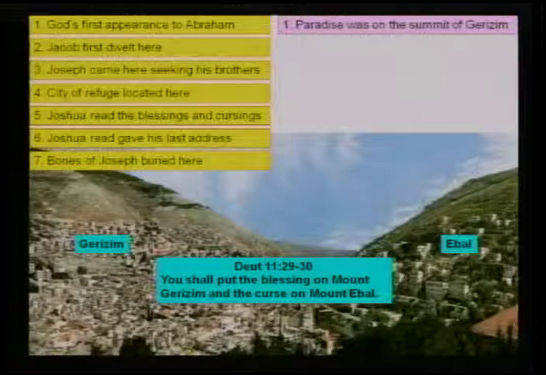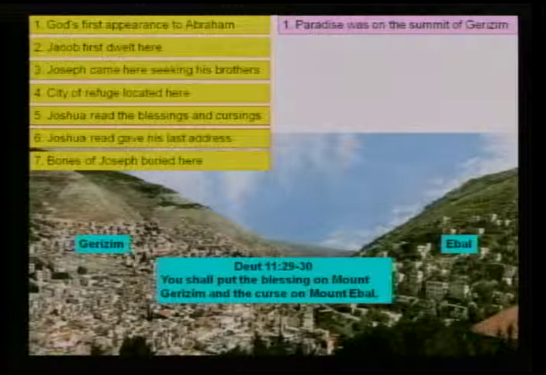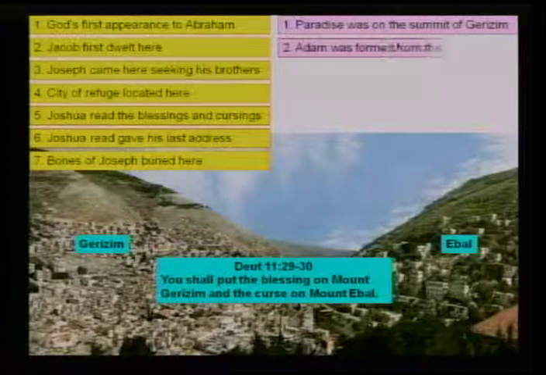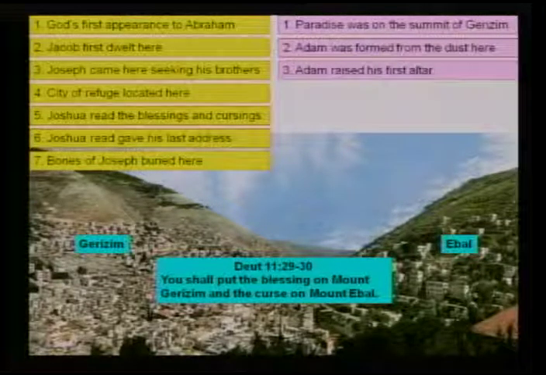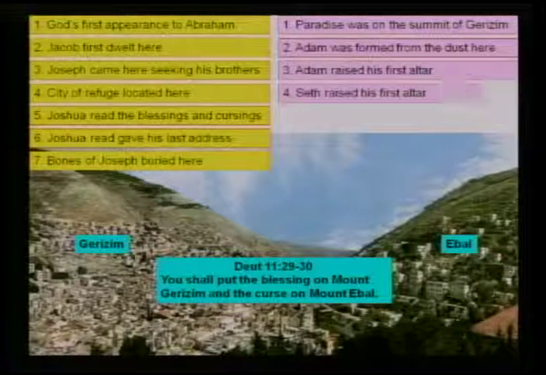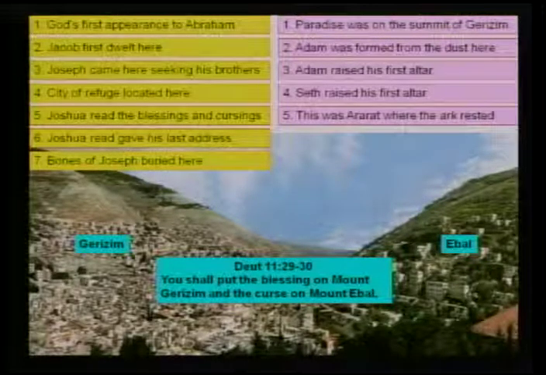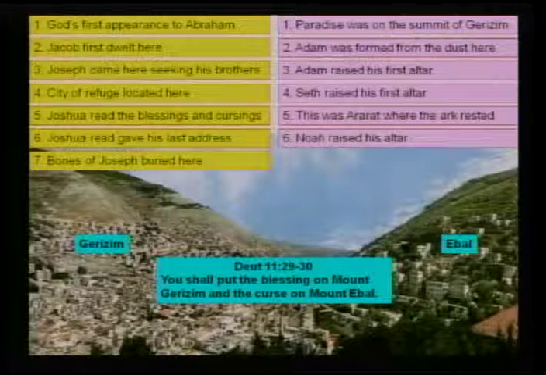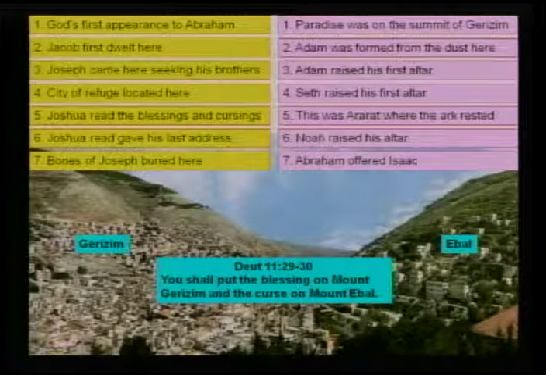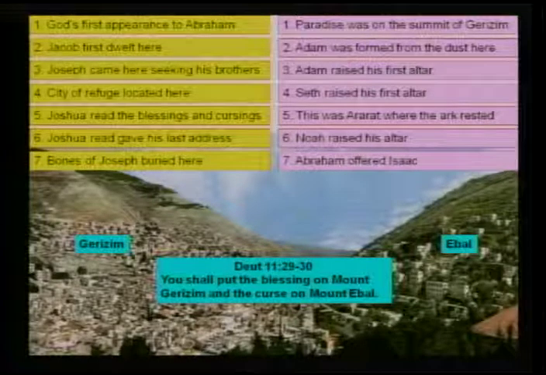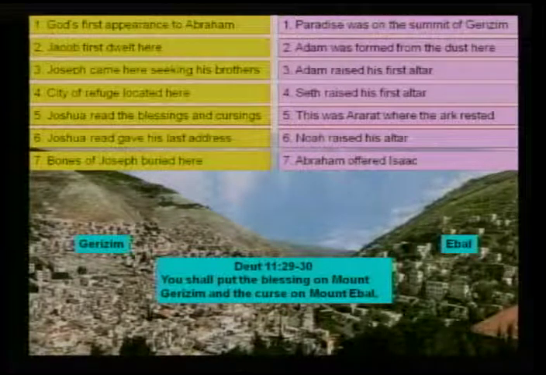They said, now paradise was on the summit of Mount Gerizim. See, they're making all this up. But this is the reason the Samaritans thought Gerizim is the Mount of God. They said Adam was formed from the dust of the top of Mount Gerizim. Adam raised his first altar to worship God on that mountain. Seth raised his first altar to do the same. This was Ararat, where the ark rested. Noah raised his altar here on this mountain, and Abraham offered Isaac on this mountain. Now we know that all of these things are not true. Two or three of them, a couple of things about reading the blessings are, but this is the reasoning.